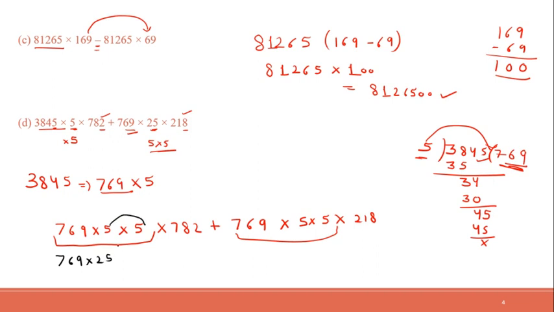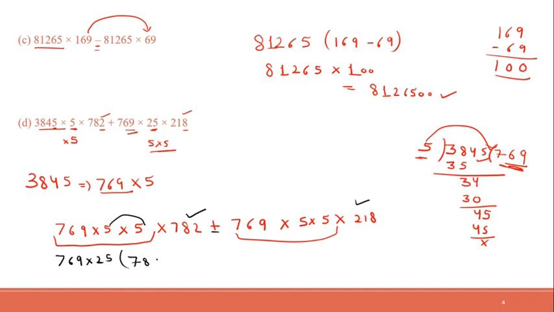5 into 5 is 25. Either you can write 5 into 5 or you can just multiply it and write 25. So I'm writing 769 into 25. So it is common in both the terms. I'll place a bracket here. Now we are left with this term and this term. And we will add this because of this sign, right?